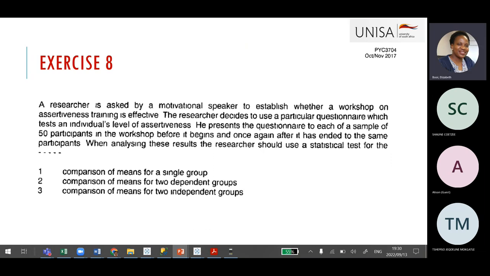Exercise 8, they're also asking you the same thing as that one. Read the statement. Is this a before and after situation, or are these two independent groups, or is this for one group? What will you be comparing? That's all they want you to find out. So you need to read the question and identify the key things from the question.